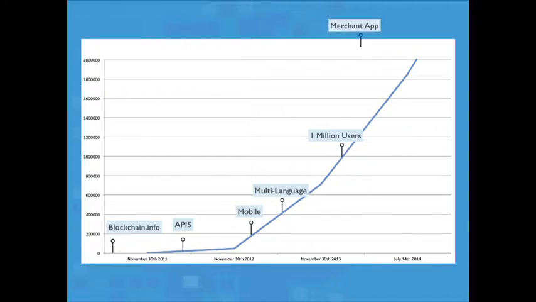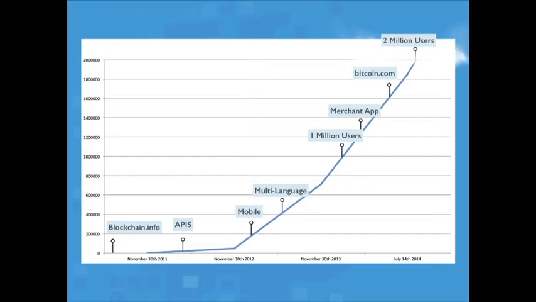Here's a little bit of history about our company. We first launched on November 30th, 2011. Blockchain started off as a website where you could look up data about the blockchain in a nice web view. Then later, we launched our APIs. Then we launched our wallet service on mobile and web. Then we added multi-language support. And we hit 1 million users on November 30th of 2013. Later on, we launched our merchant app. And then we also acquired a lease on Bitcoin.com. And as of now, we have over 2 million users.